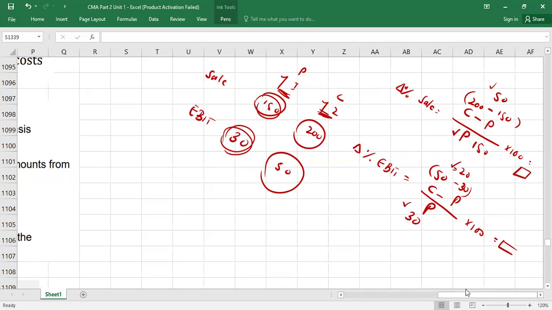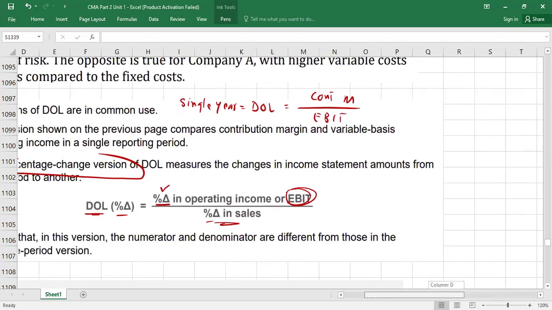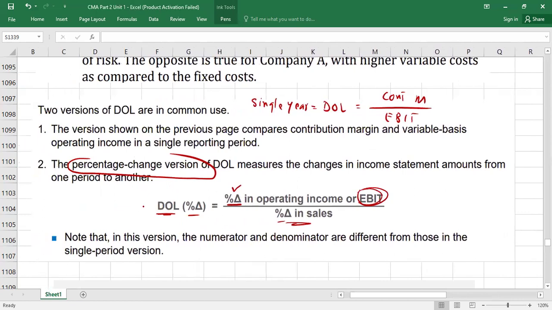Now the interpretation of this formula, I'll explain with the help of an example. So this is the percentage change version, but you can apply it only if 2 years data is available. And the formula is percentage change in operating income or EBIT divided by percentage change in sale. Please remember, in this formula the numerator and denominator are different, because in the single period it was contribution margin and EBIT. Here we have change in EBIT and change in sale. So obviously the numerator and denominator are different, and obviously the interpretation will be different also.